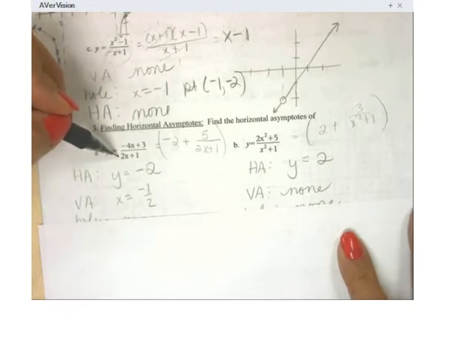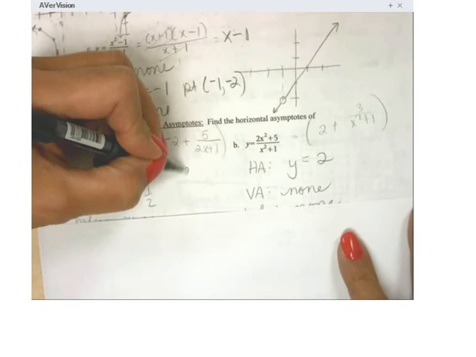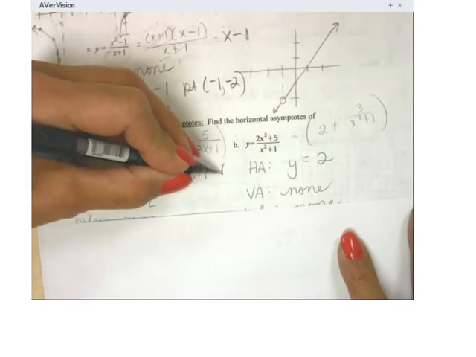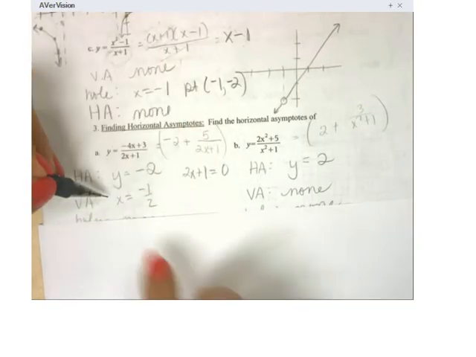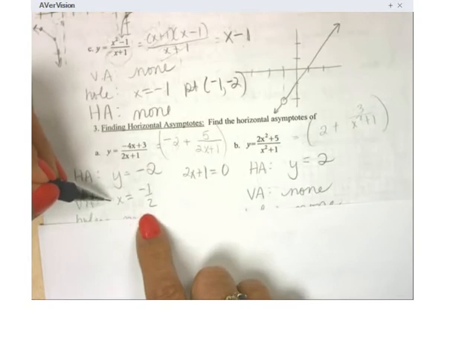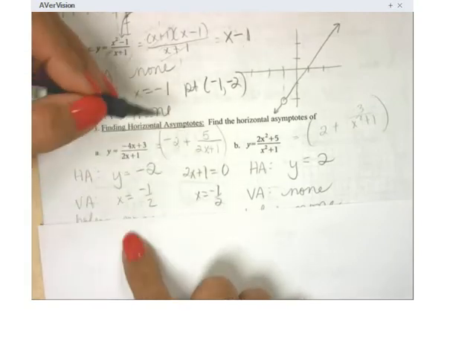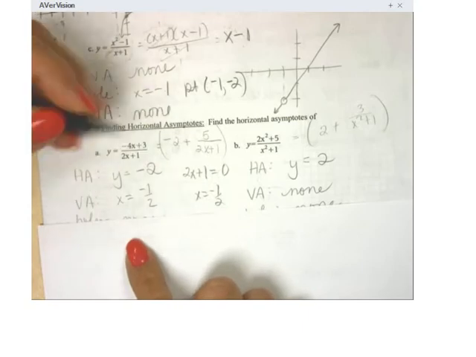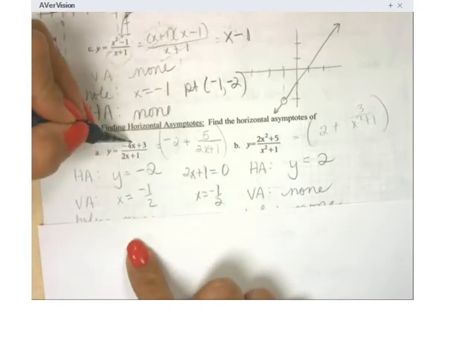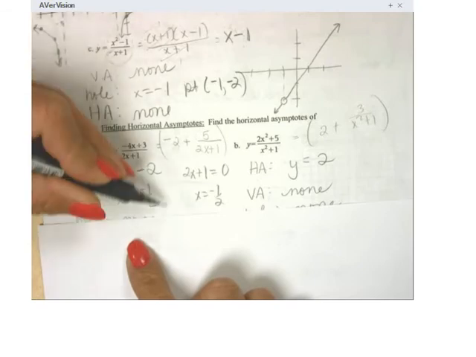Now, the last part, we're just going to look at a couple more examples of finding the horizontal asymptotes. Okay, and so when I look at this graph, I can see that if I take 2x plus 1 equals 0 and solve, I get x equals -1/2.